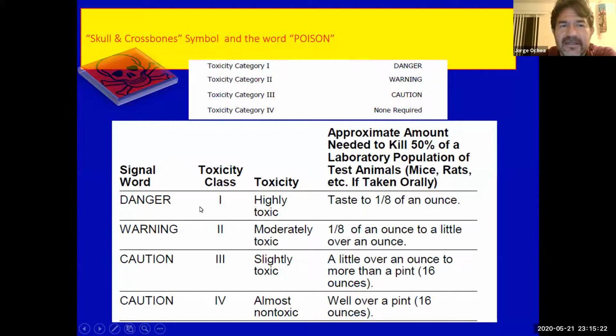So for the danger category, it also comes with a skull and crossbones, just to let people know that this is not a product that you should be taking lightly, and you should be very, very careful with what you're using. So category one, danger; category two, warning; category three, caution; and that's going to be the category for the pesticide. They all have it, so make sure you look for it.